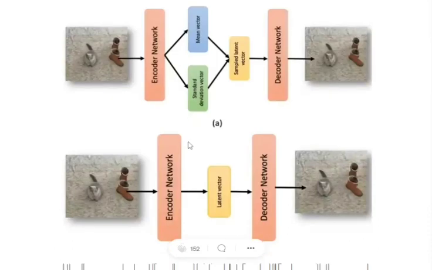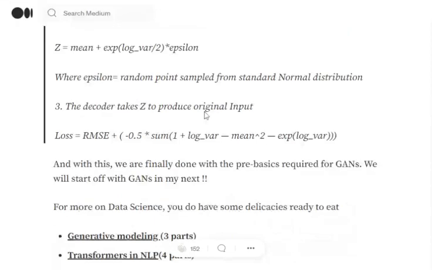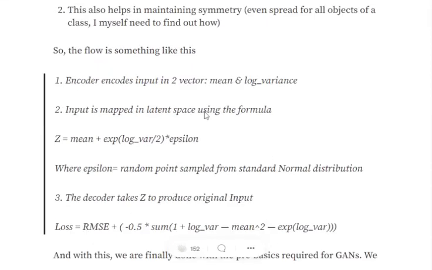So this is how a variational autoencoder works. Basically, there are two major changes that we bring to an autoencoder. One is mapping the input to a distribution rather than straight away to the latent space. Second is we have introduced KL divergence loss. Now we will talk about what the flow for a variational autoencoder looks like.